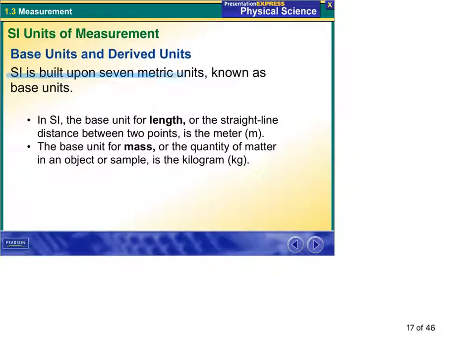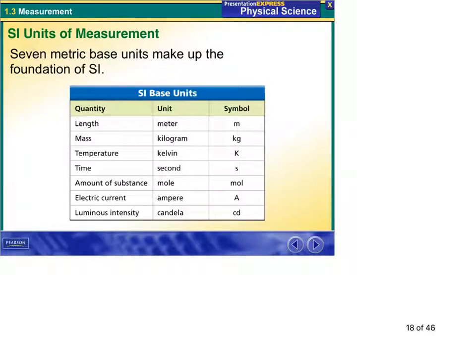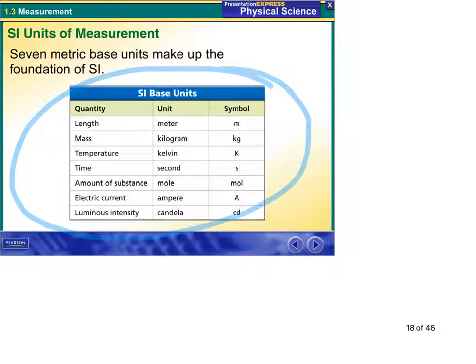SI is built upon 7 metric units we call base units. The SI base unit for length, the straight line distance between 2 points, is the meter. The base unit for mass, the quantity of matter in a sample or in an object, is the kilogram. Here are all of the base units. We've defined length, we've defined mass.